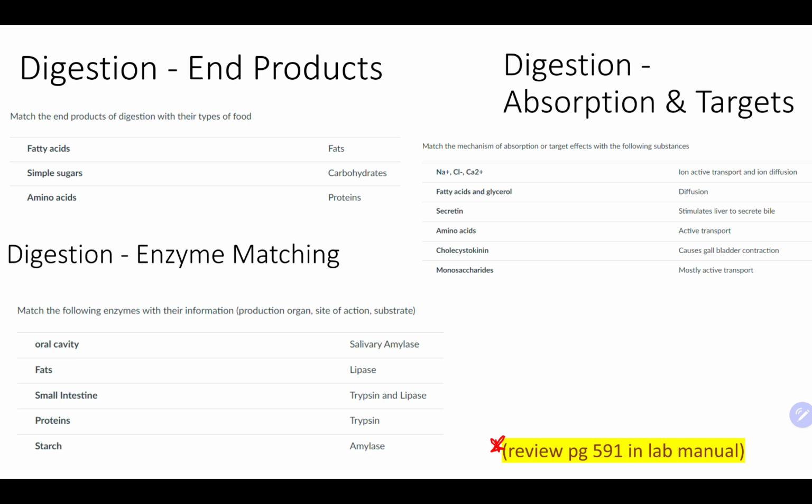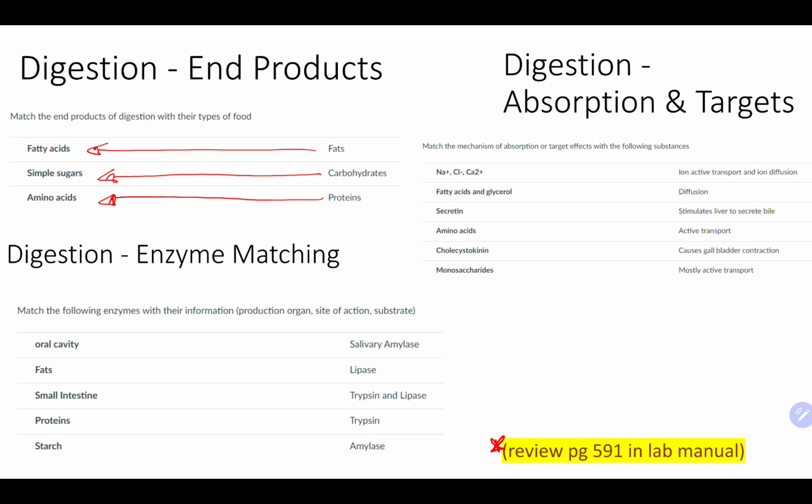Now, when we're looking at matching the end products of digestion with their types of food, you're going to break down fats into fatty acids. You're going to break down carbohydrates into simple sugars. And you're going to break down proteins into amino acids, right? So you're going to be able to digest these different products and break them down into their monomer constituents.